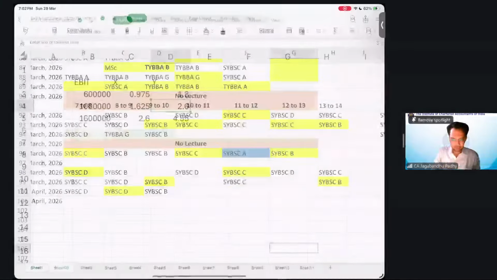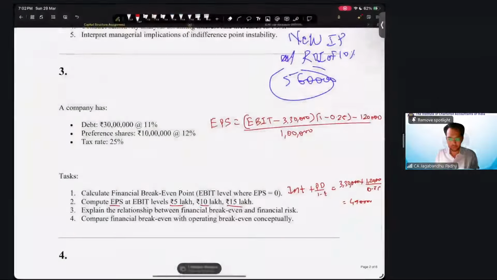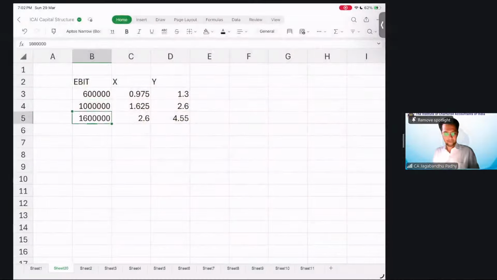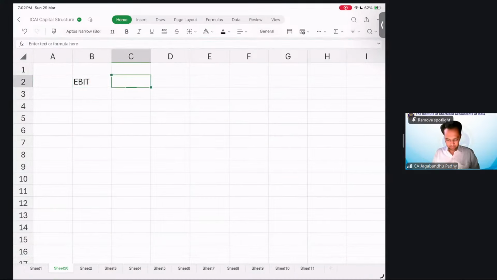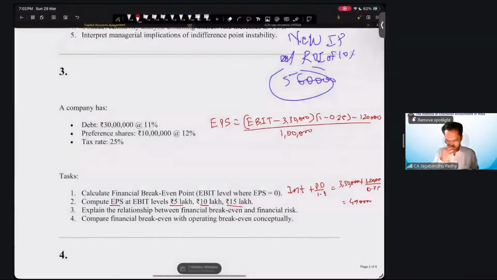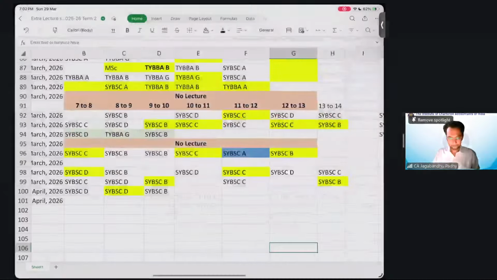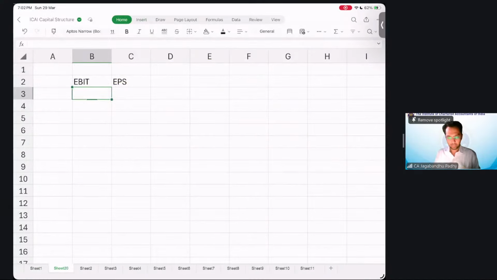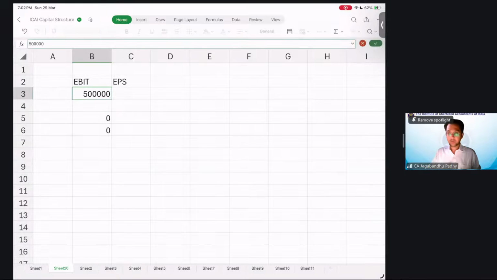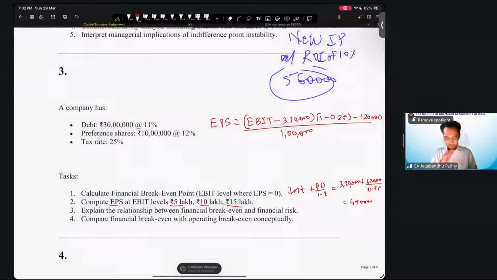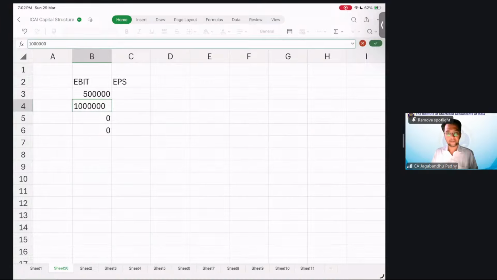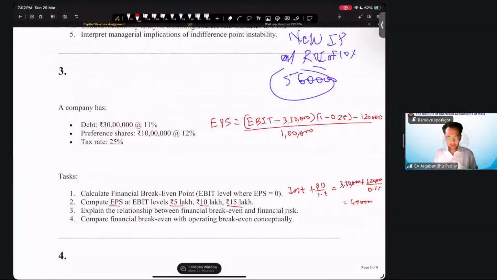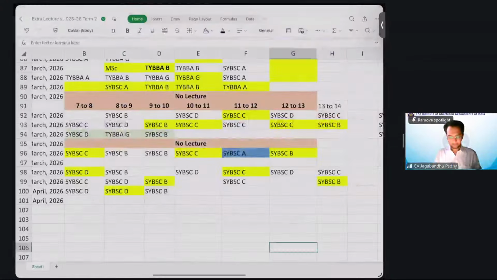So I think I should be able to do it like this. Then EBIT level of 5 lakh. Second EBIT level is 10 lakhs. And then we have 15 lakhs.